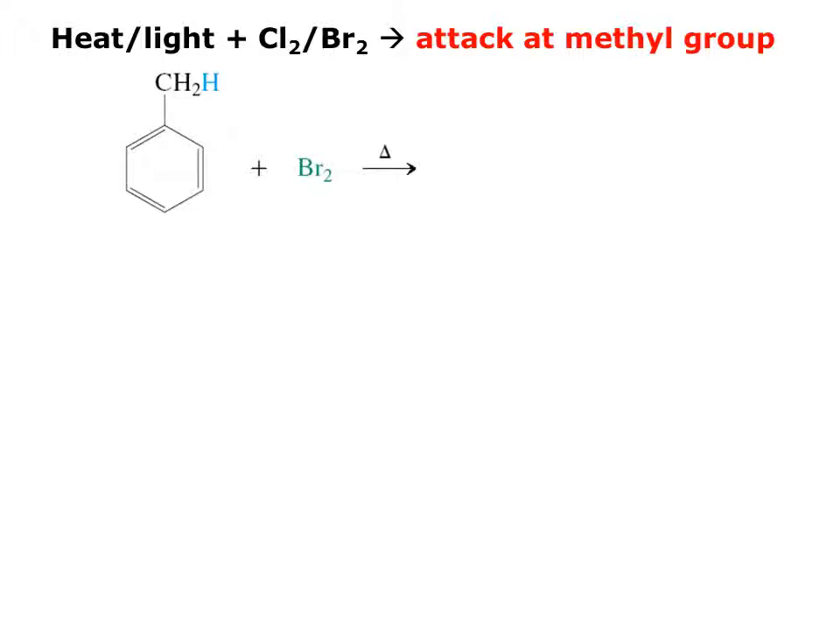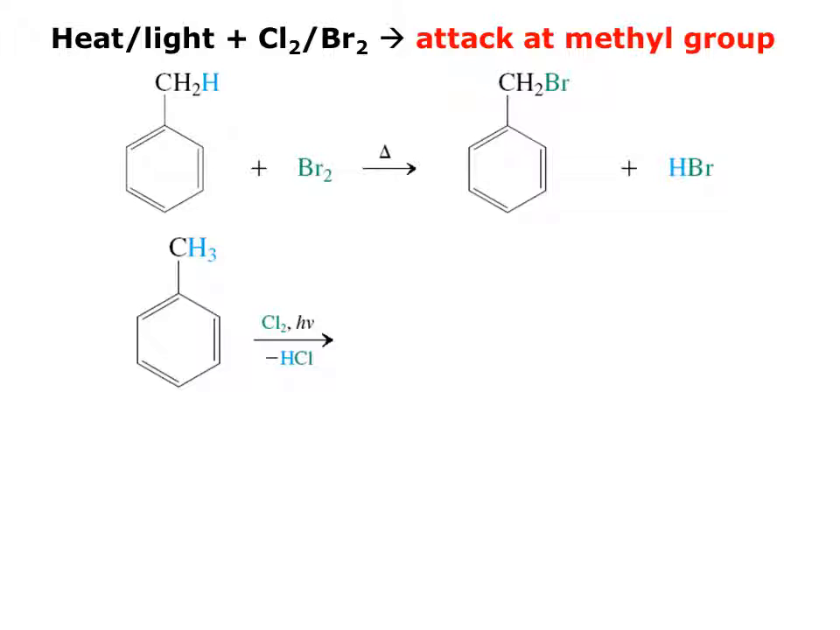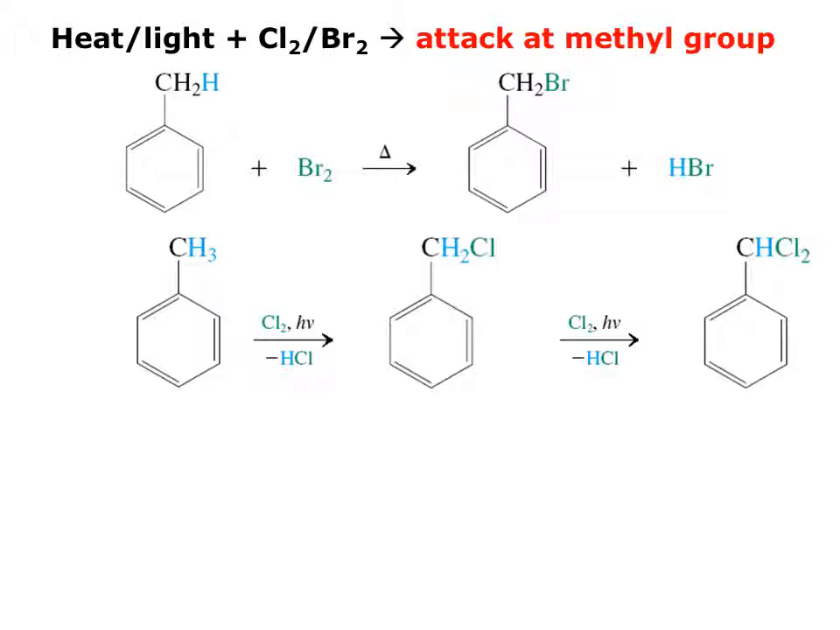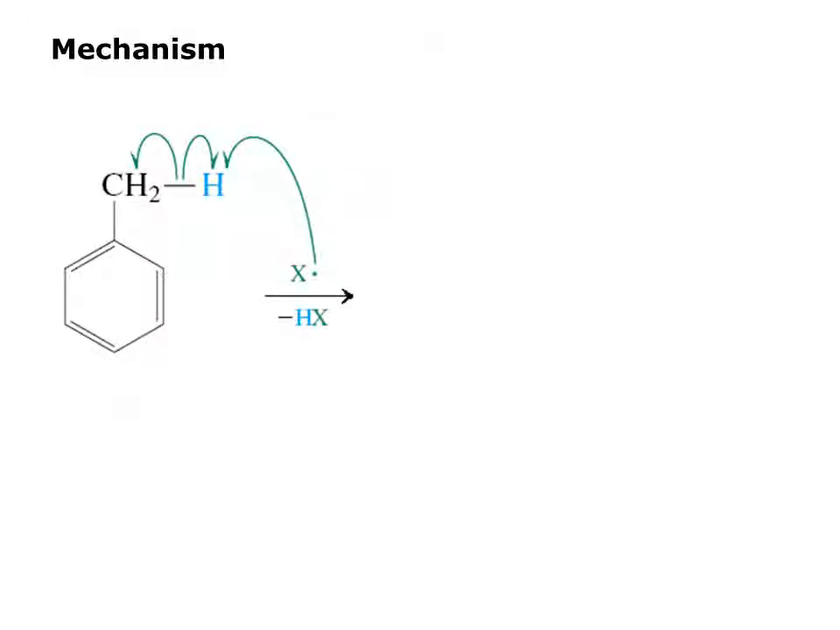So we can take a halogen just using heat and light and end up replacing one of those C-H bonds with a C-halogen bond, in this case a C-bromine bond. We can do this with both bromine and chlorine, and if we have extra time and extra temperature, we actually can get multiple substitutions at the same carbon, even getting a tri-substituted carbon. Why does this happen? Let's take a look at the mechanism.